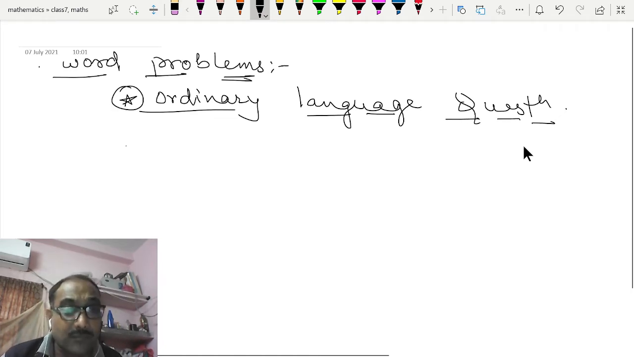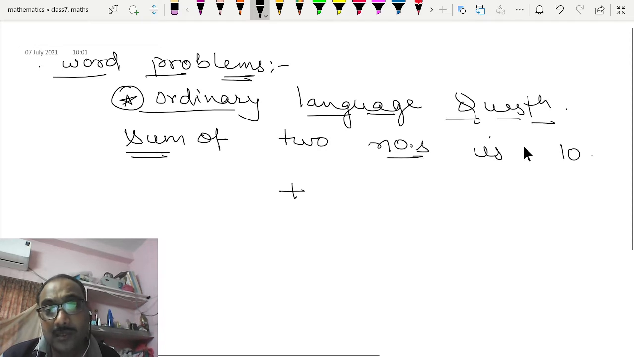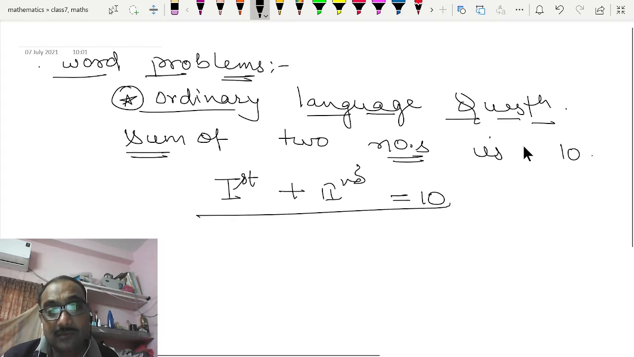Let's see. If we write sum of two numbers is 10, then sum means positive sign, and there are two numbers, so you can write here the first number plus the second number is equal to 10. This is the equation.